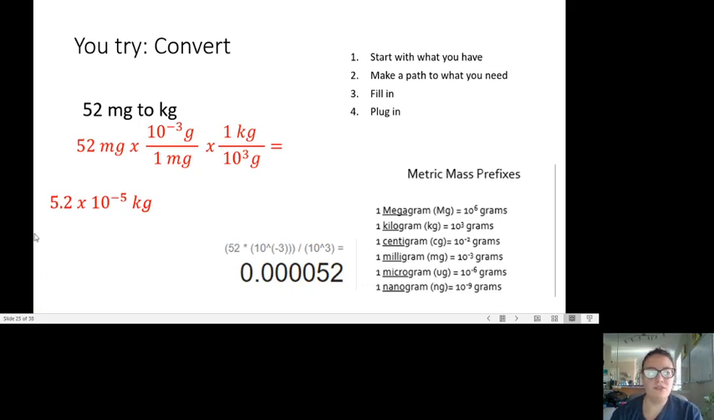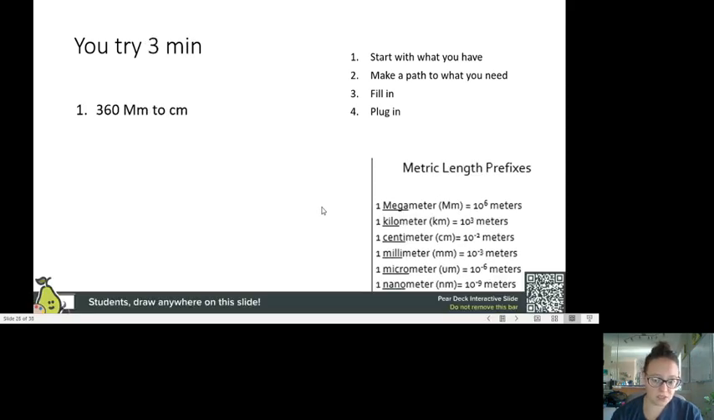So if you got 5.2 times 10 to the minus 5, you are correct, which is the same thing as 0.00052. I have my given. I have my grams to milligrams ratio, because that's what we started with. And then I have the grams to kilograms ratio, because that's what we're looking for. When you try this one, pause the video, start with what you have, make a path, fill in the ratios, calculate.